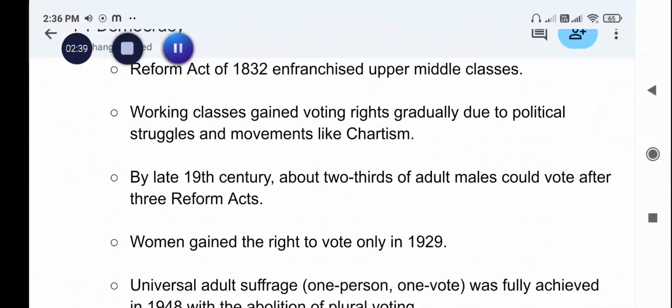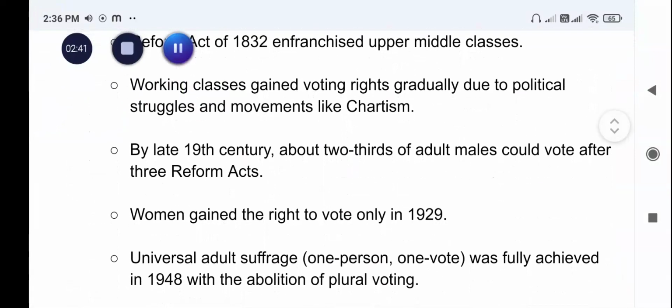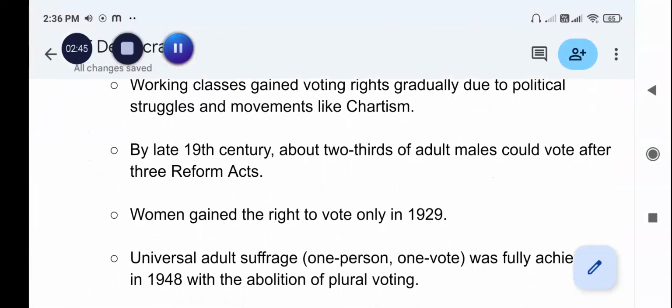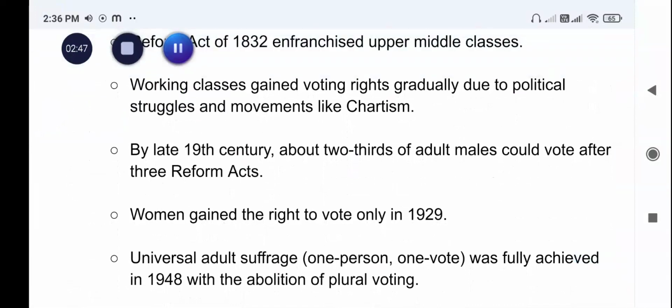Chartism means a working class movement in Britain. After this movement, the working class also gained political rights. By the late 19th century, about two-thirds of adult males could vote after the three Reform Acts.